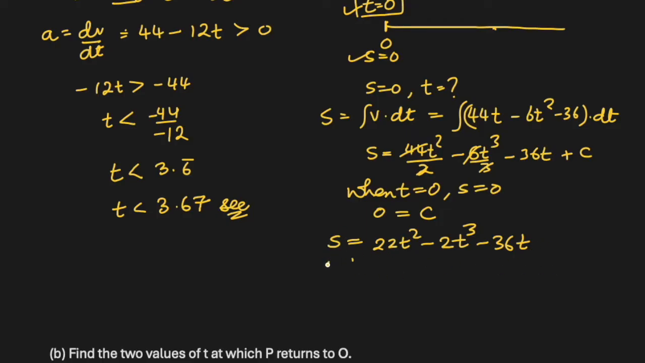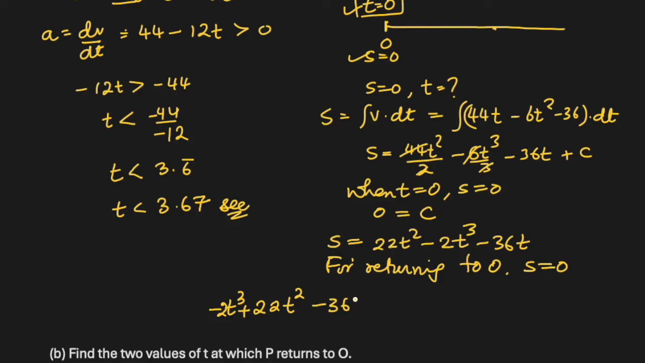So returning to O, S is equal to 0. So it becomes, rather let's write t cube first, minus 2 t cube plus 22 t square minus 36 t is equal to 0.